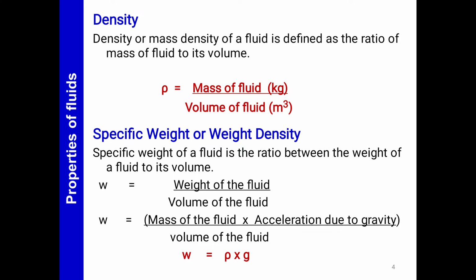Specific weight or weight density. Specific weight of a fluid is the ratio between the weight of the fluid to its volume. Here, the specific weight is denoted by the symbol small w, that is equal to weight of the fluid divided by volume of the fluid.